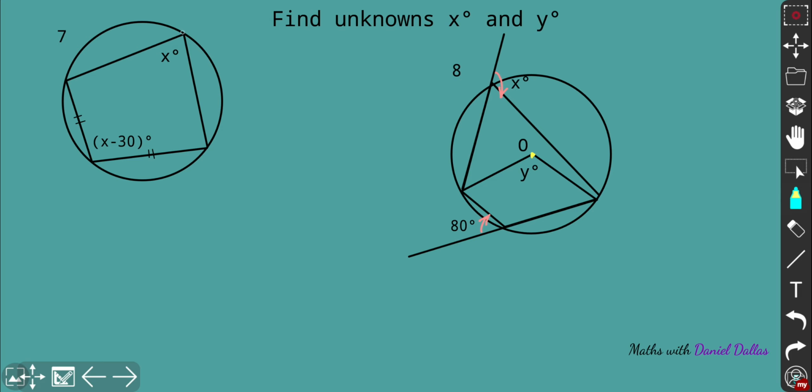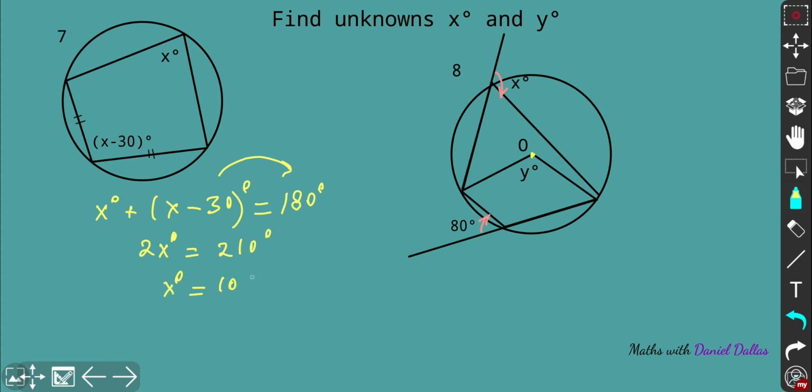So in question 7, we need to find unknowns. We have cyclic quadrilaterals. So x and x minus 30 will form again 180 degrees, from where 2x is going to be 180 plus 30, which is 210. From where x is just the half, so 105. All right, so 105 degrees is the answer for 7. Okay, so well done with that. And let's go to problem 8.